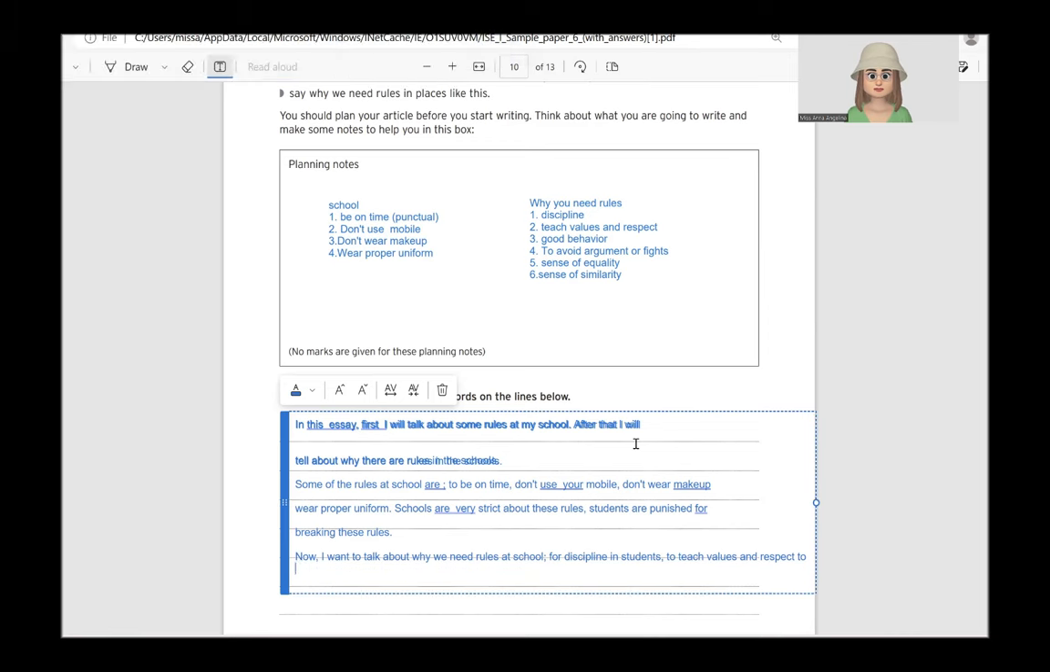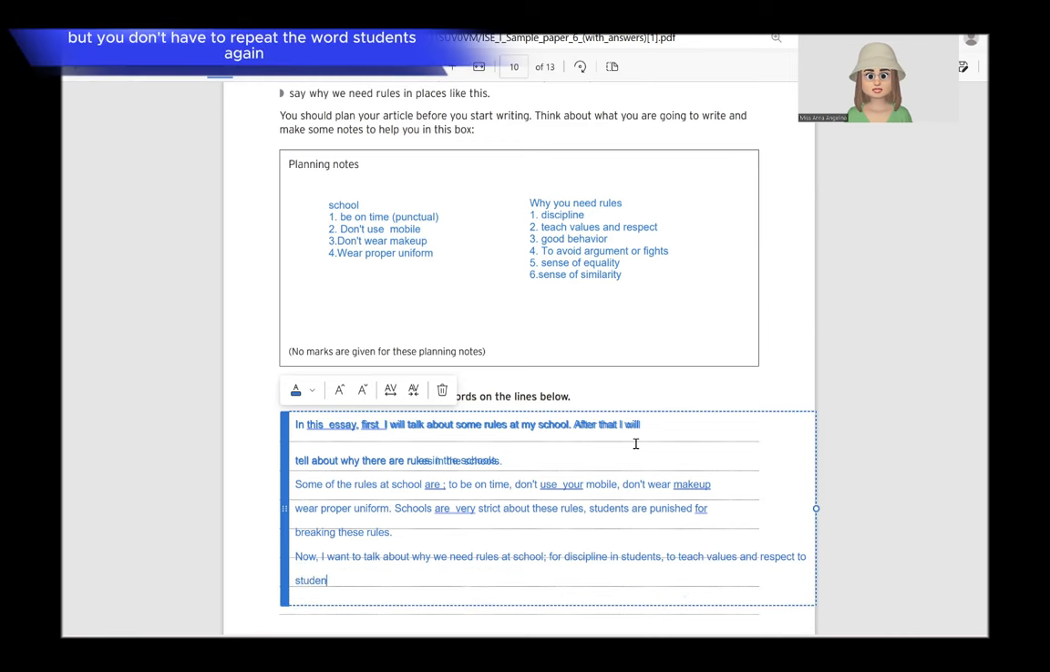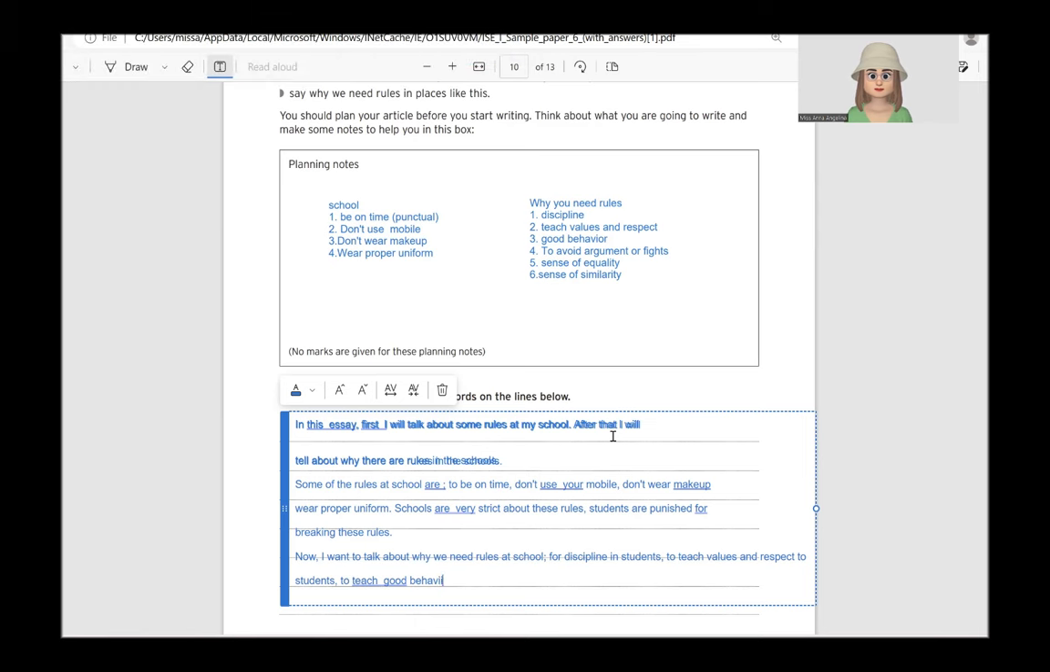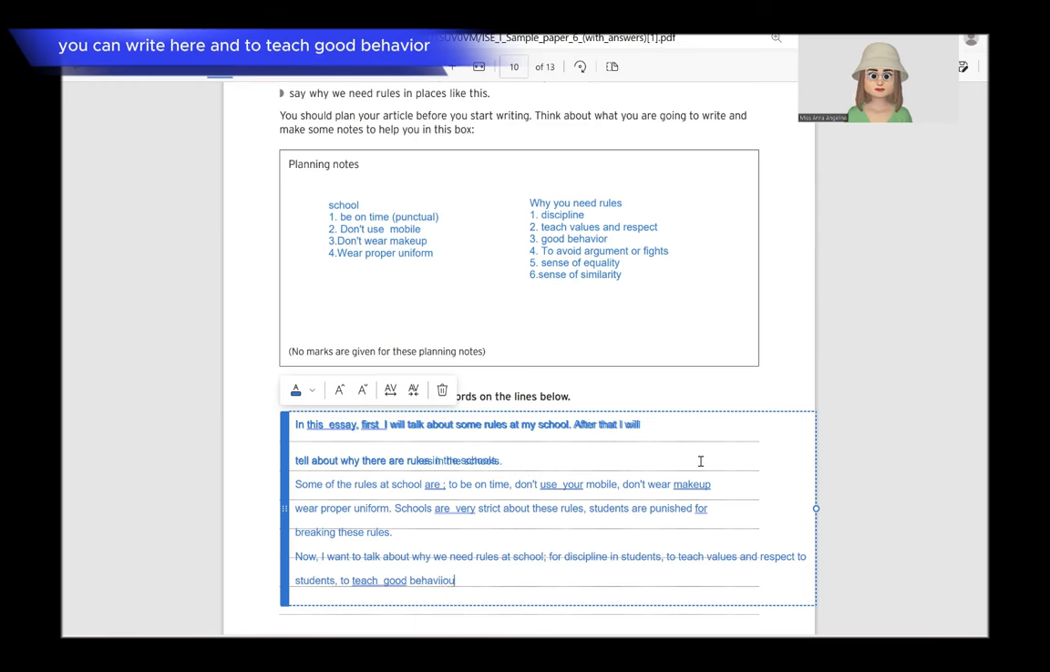But you don't have to repeat the word students again and again, otherwise it will be too many words. And to teach good behavior. You can write that. To teach good behavior to students. Can we say that? Yes.